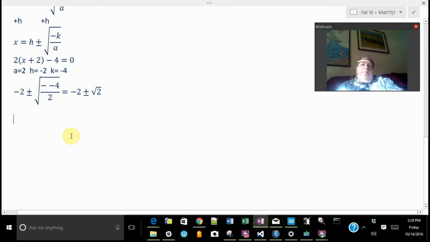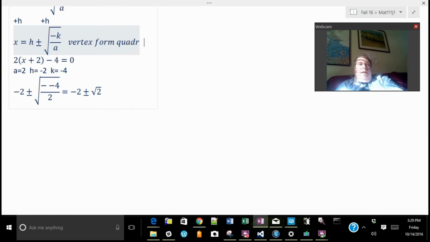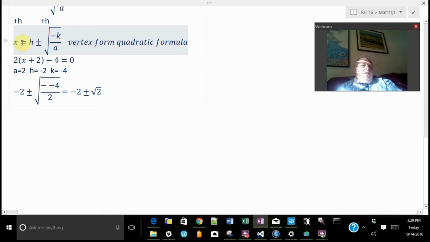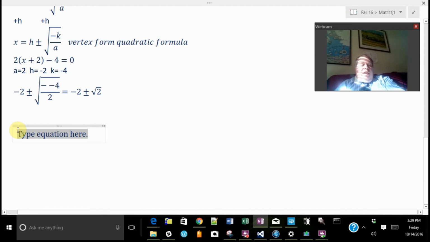But the problem with knowing the vertex form of the quadratic formula, here it is, is that knowing this doesn't help if your quadratic is not in the form a(x minus h) squared plus k.